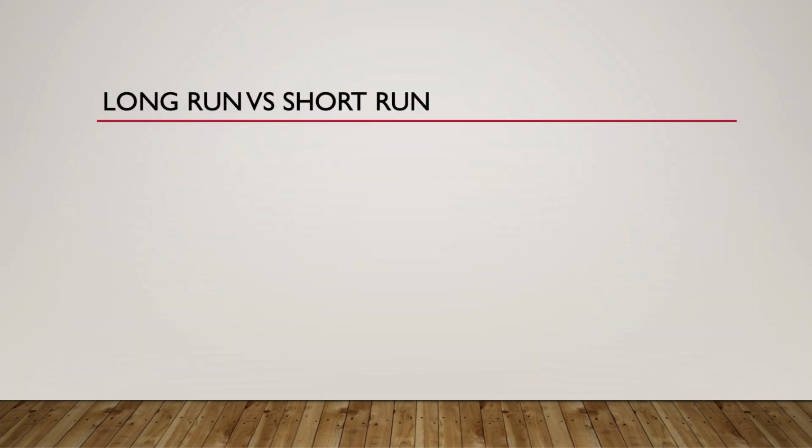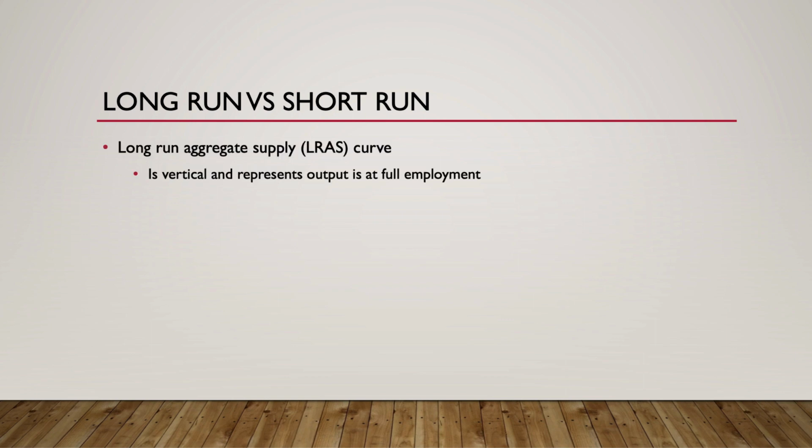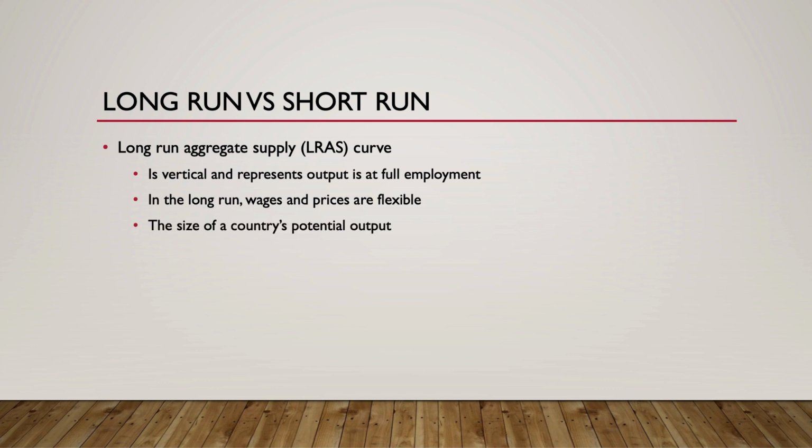Let's discuss the difference between the long run and the short run. You may remember that the long-run aggregate supply curve, or LRAS curve, in the ASAD model is vertical and represents economic output at full employment. In the long run, wages and prices are flexible. This theoretical level of output, measured using real GDP, is the size of a country's potential output.